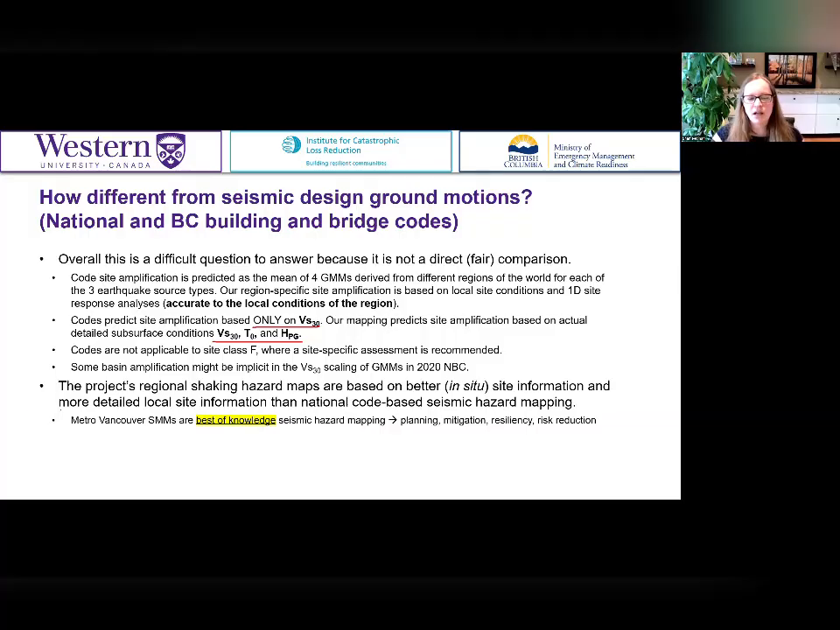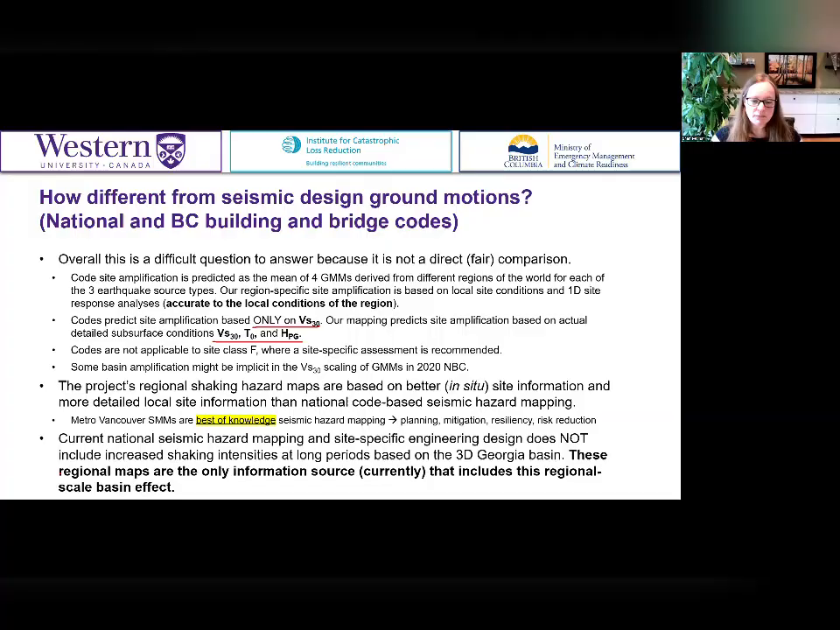The building code is to design for a similar safety level across the country, whereas our mapping is trying to express the state of the art that we have in our current knowledge of seismic hazard and subsurface ground conditions.